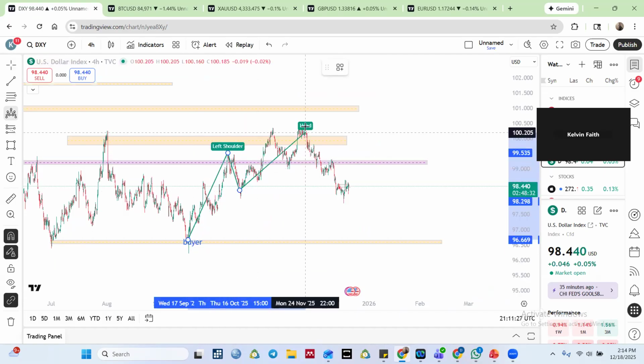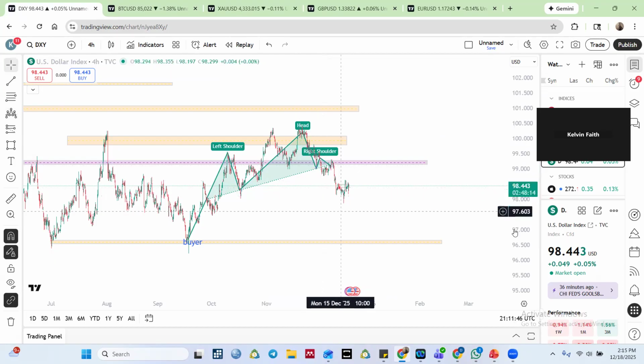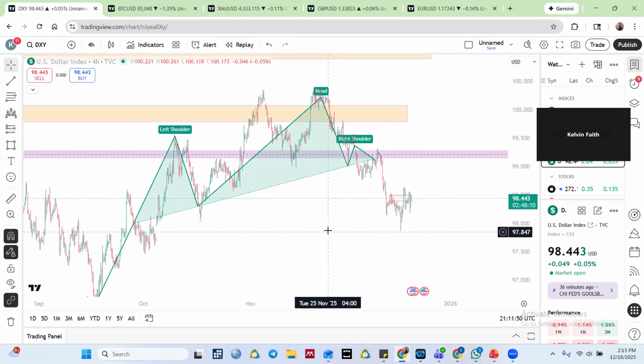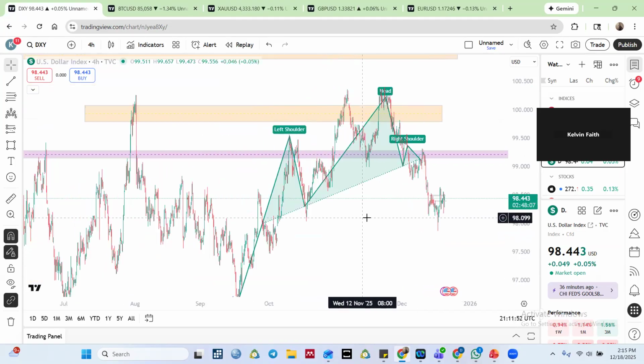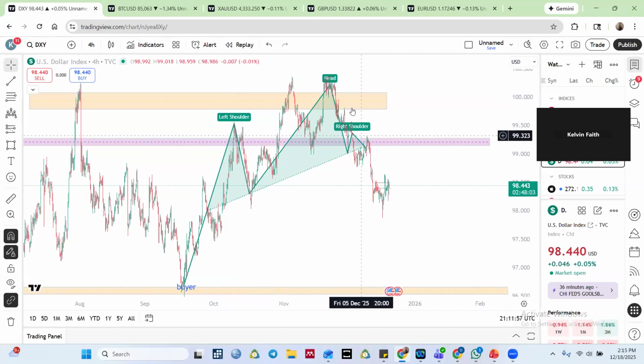This head and shoulder formation. So with that, I can confidently say that all the 3 steps we've learned have been applied. This means that we can confidently sell this pair.